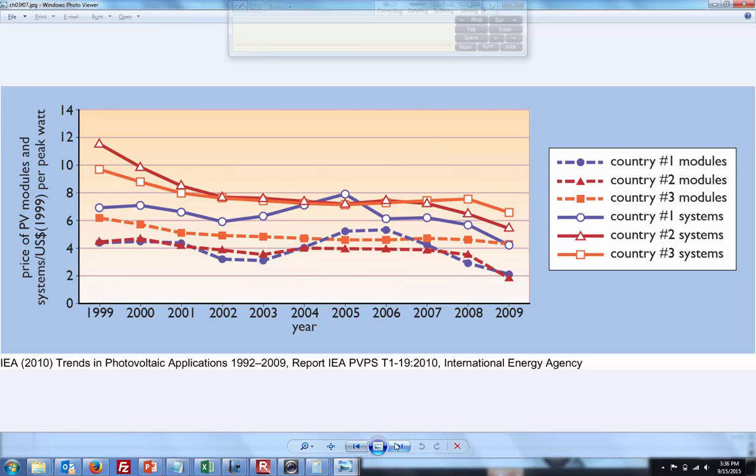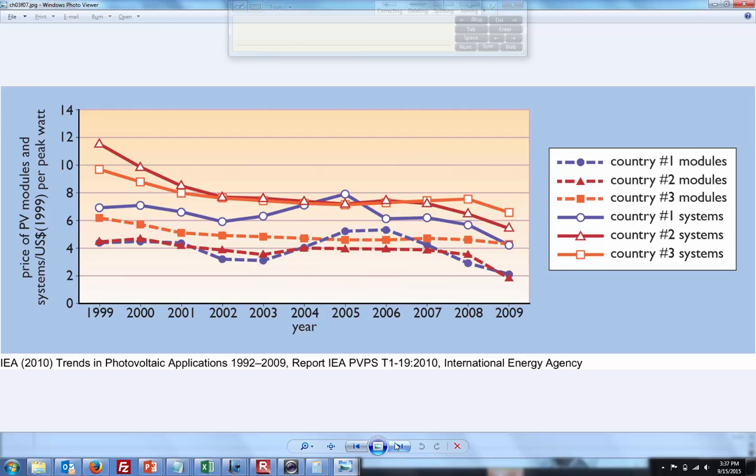It's not really clear to me looking at this. Oh, so the dashed lines are dollars per watt of the module. Okay. And then the solid lines are basically what it costs to have the thing installed. Does that make sense? Yeah. So in 2009, they're still at $2 a watt.